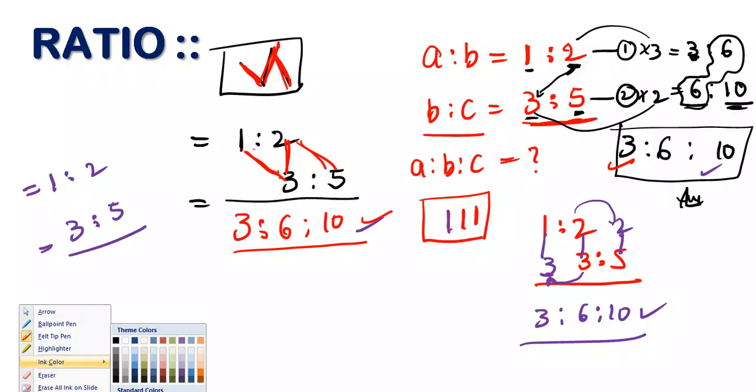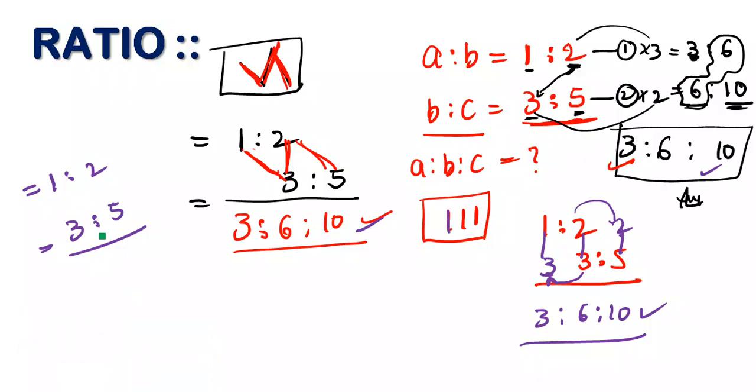Look at the screen carefully. If you want to find out the A value, multiply the left hand side numbers. 1 into 3 is 3.